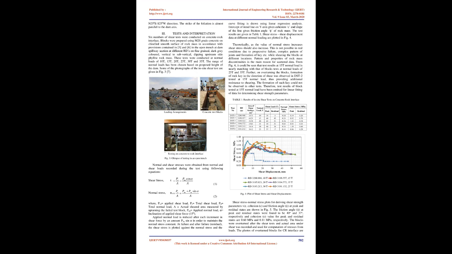Normal and shear stresses were obtained from normal and shear loads recorded during the test using following equations. Shear stress, τ, 1. Normal stress, σn, 2. Where, PSA equals applied shear load, PS equals total shear load, Pn equals total normal load, A equals actual sheared area measured by upturning the failed test block, Pna equals applied normal load, α equals inclination of applied shear force, 15°. Applied normal load is reduced after each increment in shear force by an amount PSA sin α in order to maintain the normal stress constant.